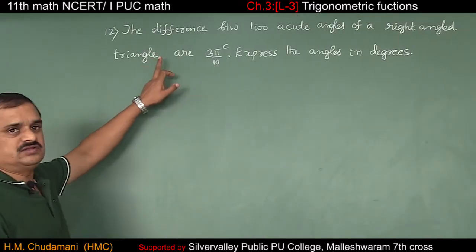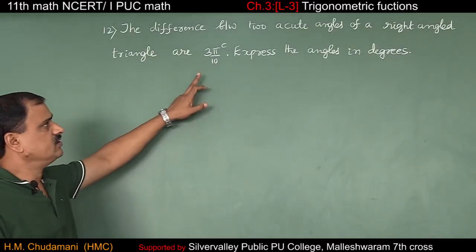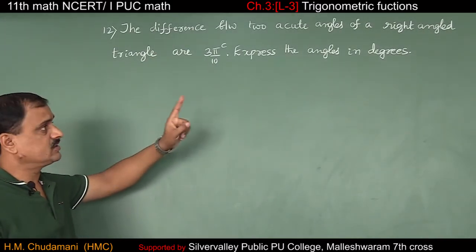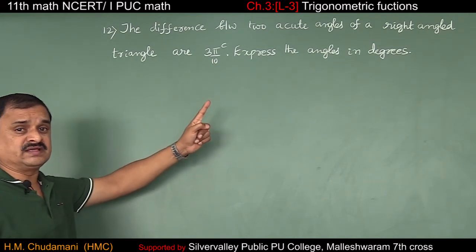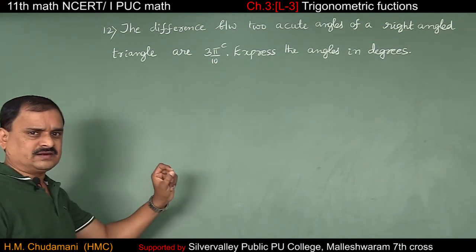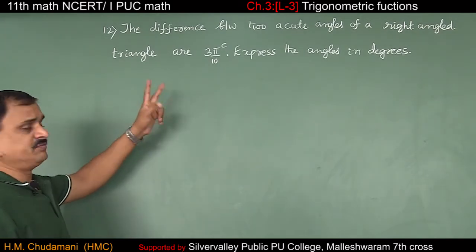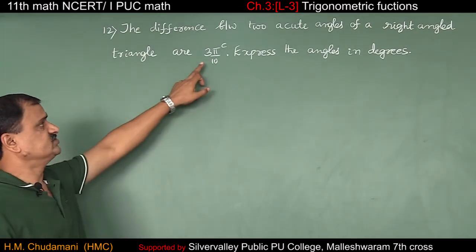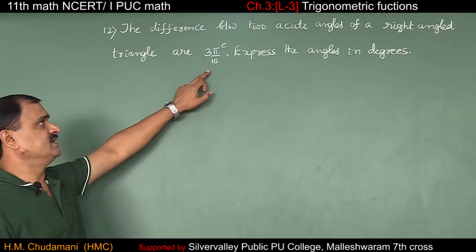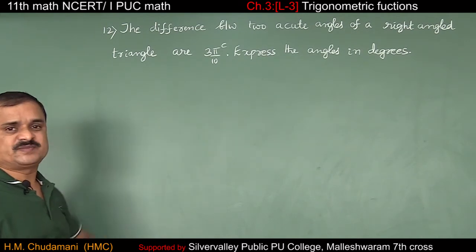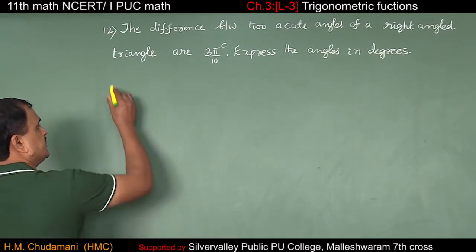Look at the next question. The difference between two acute angles of a right-angled triangle. Right-angled triangle means one of the angles is 90 degree. The difference between two acute angles is 3 pi by 10, they have given. Express the angles in degrees.